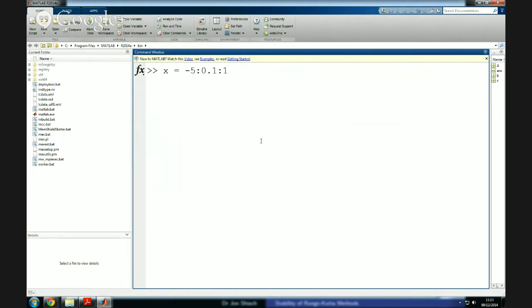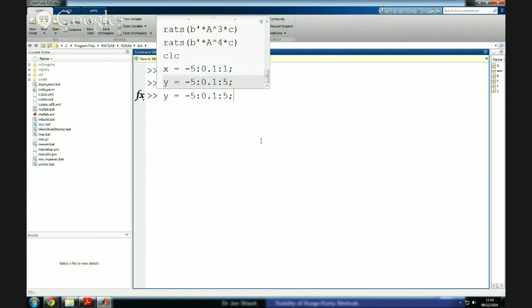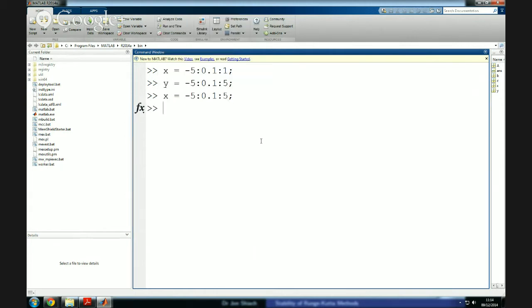I'm mainly interested in the left-hand plane. If you've done the questions on your assignment, you'll be familiar with this. And in the y direction, actually, I'm going to change the x direction to be the same as the y. Okay, so x is my real part of z, y is my imaginary part.